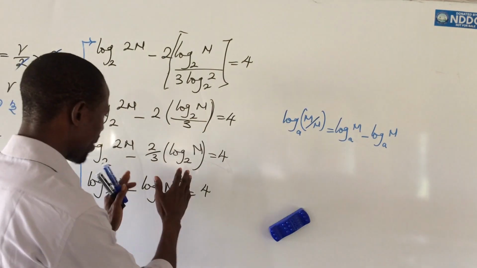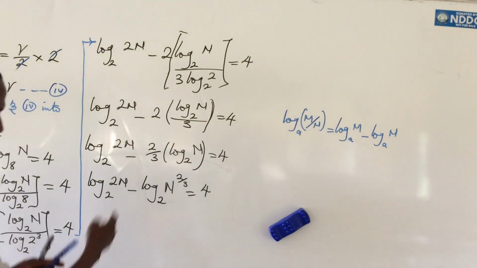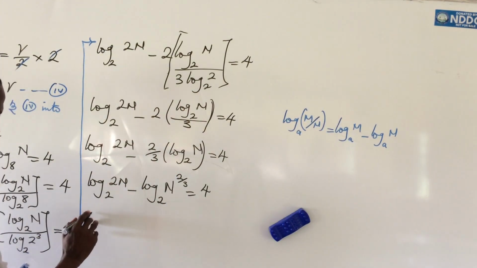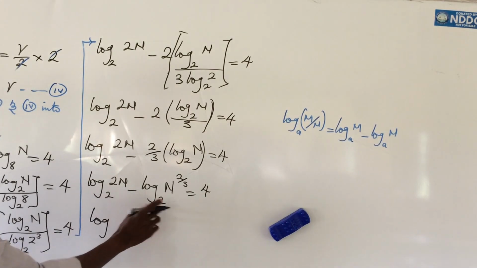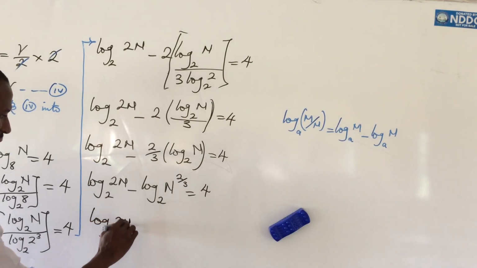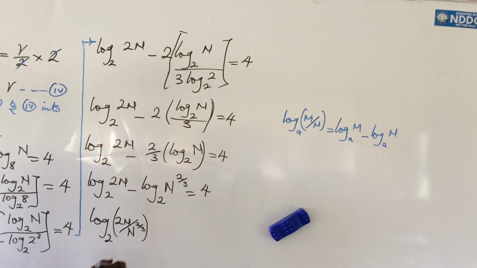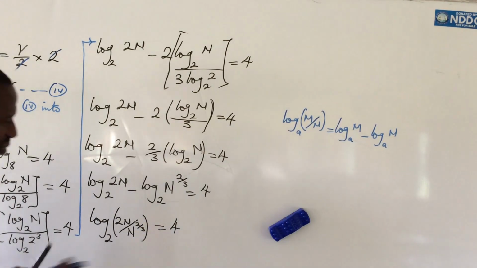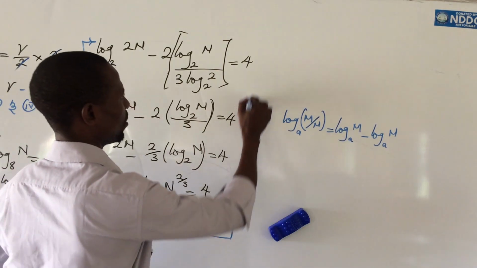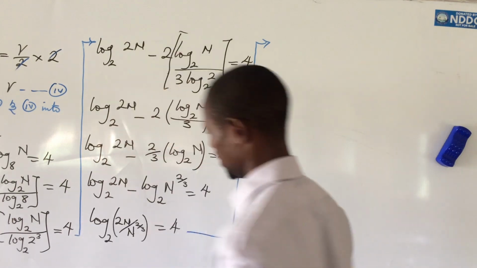Very easy. So our expression here now is in this form now. We want to take it back to this form. So this will now in turn give us log. They are having the same base, okay? Base 2. So we're going to have here 2n all over n to the power of 2 all over 3, close bracket, equal to 4. Very easy. Let's proceed from here and see what this gives us.